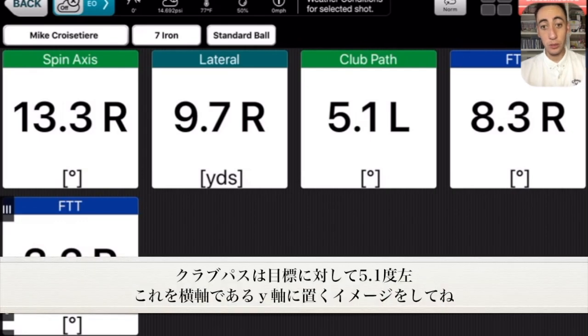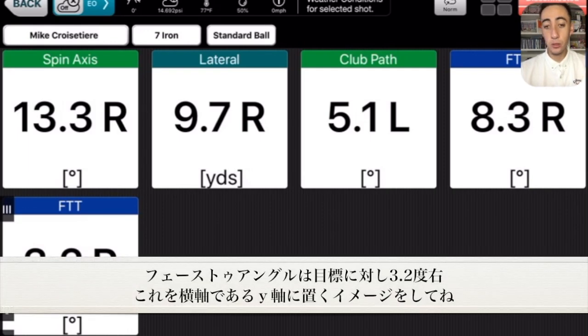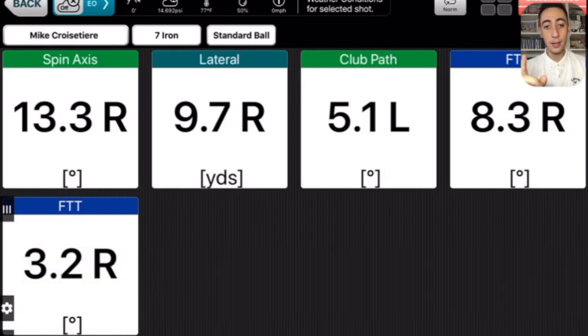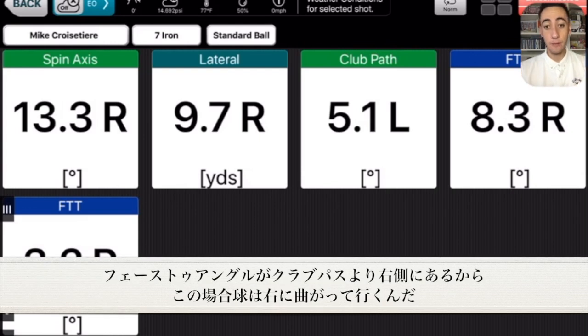So club path is currently 5.1 degrees to the left, right? So go on the y-axis, 5 degrees over to the left. Face to target, or face angle, is 3.2 degrees to the right. So go over 3.2 degrees to the right on that y-axis. And you're going to notice that the face angle, or the face to target, is right of the club path. And because of that, the golf ball is actually going to curve off to the right.